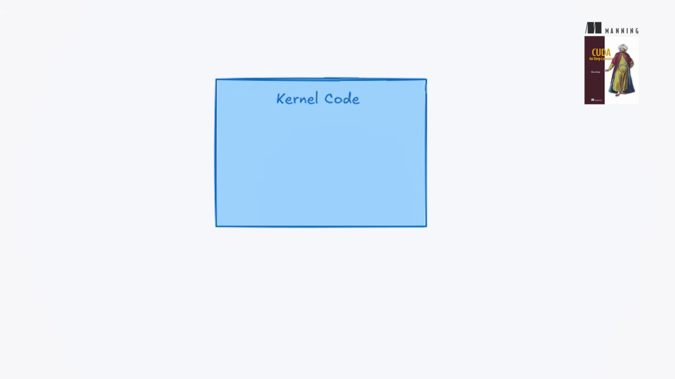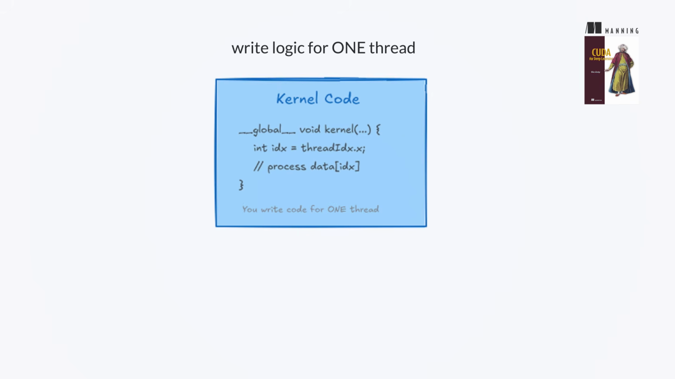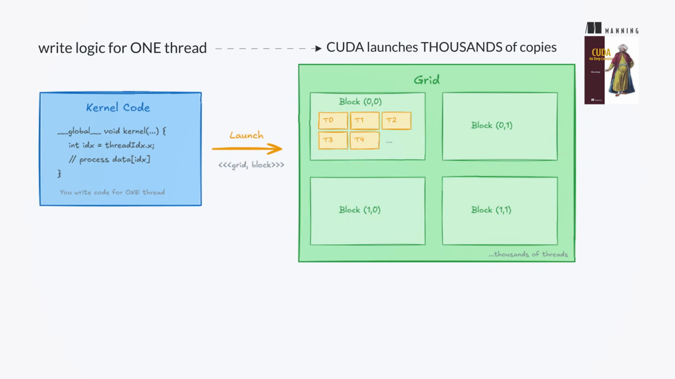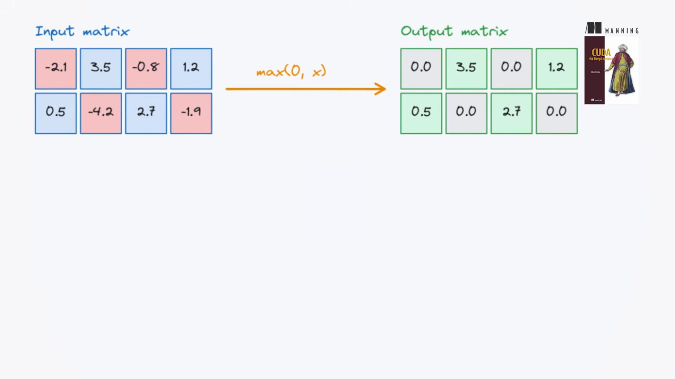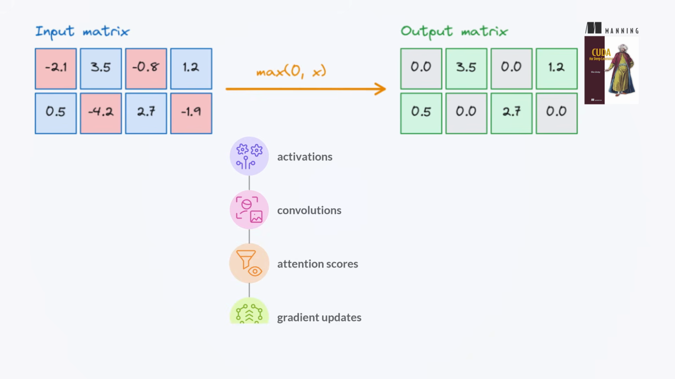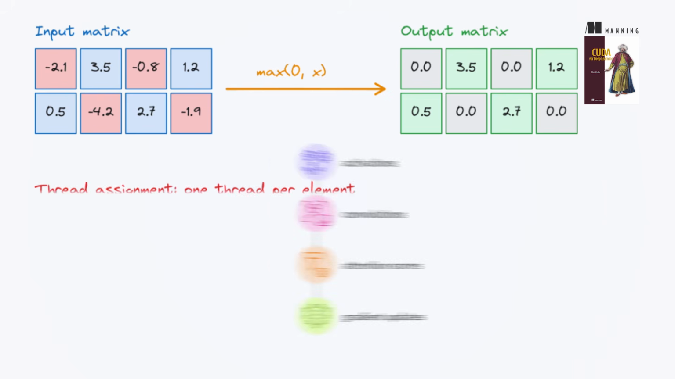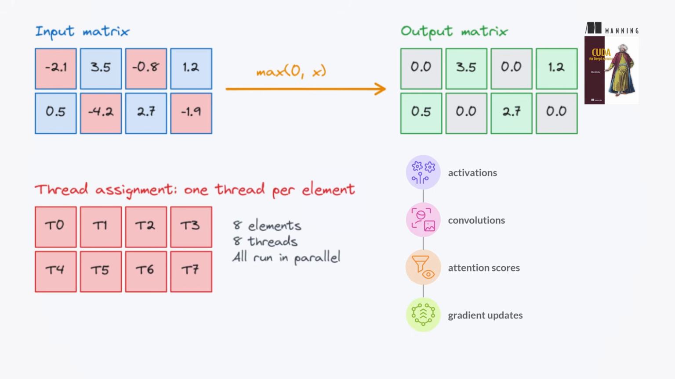A kernel is a GPU function launched across many threads. You write logic for one thread, working on one piece of data. CUDA launches thousands of copies, each with its own index. The key pattern is same operation, different data. Activations, convolutions, attention scores, and gradient updates all expose work that can run at once. ReLU on a million values is not one long loop. It is a million small jobs waiting for threads.